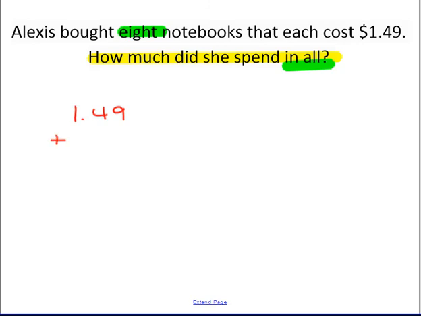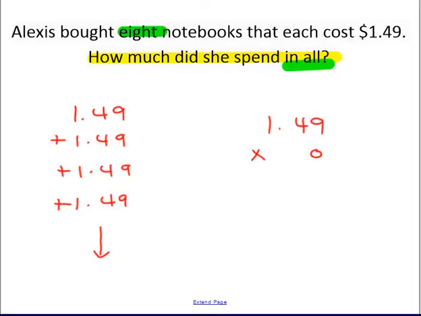I can do $1.49 plus $1.49 plus $1.49 plus $1.49, so on and so forth, and I can do it 8 times. Or I can do $1.49 times 8 because all of this right here is repeated addition.